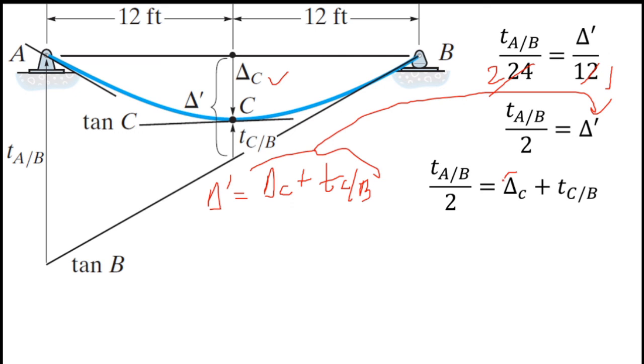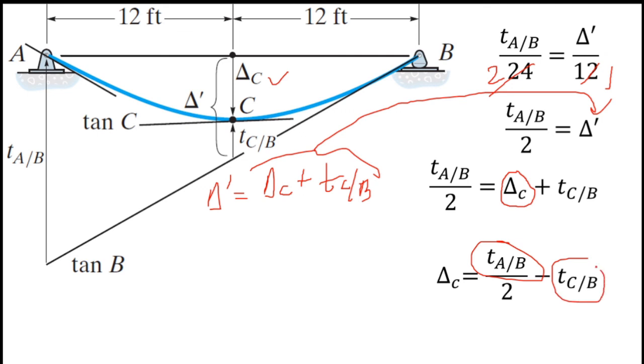Here this is the answer. We have to find this delta C. This is the deflection of point C. So I can solve this for delta C. Delta C is equal to TAB over 2 minus TCB. Now we already know the value of TAB and TCB. So that means we already have the answer. We just have to substitute those values into this equation.